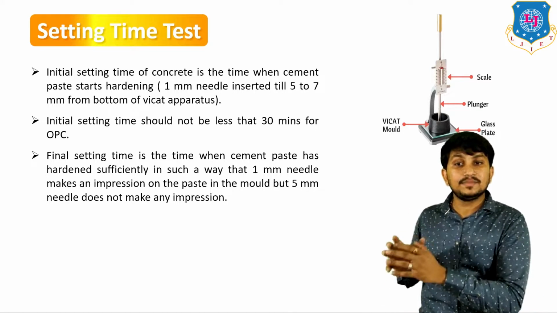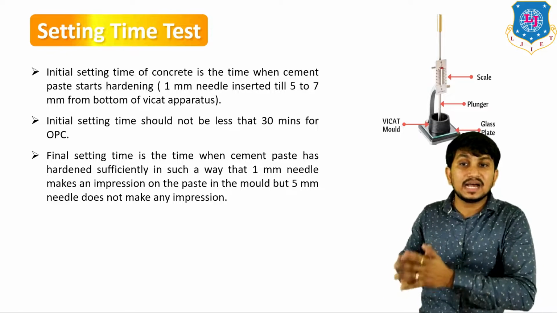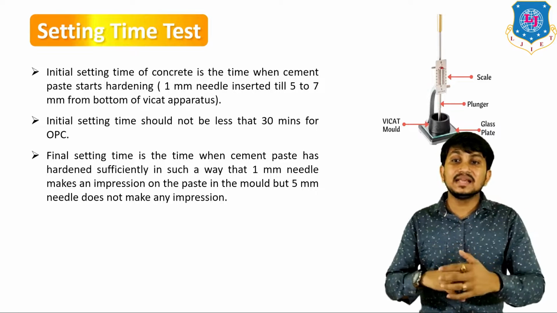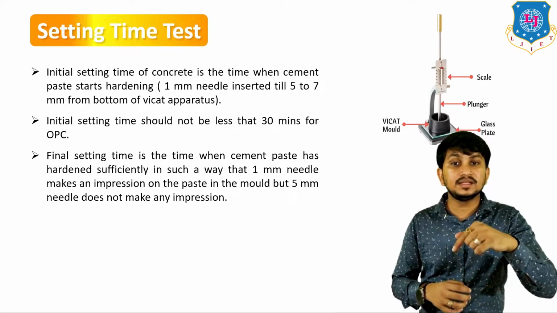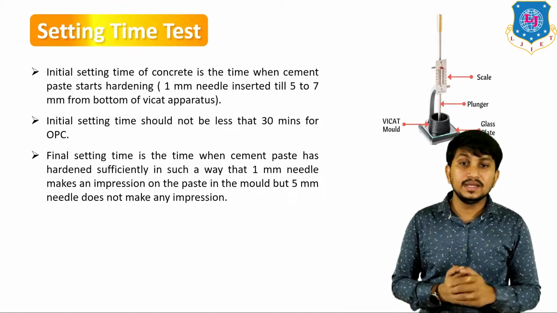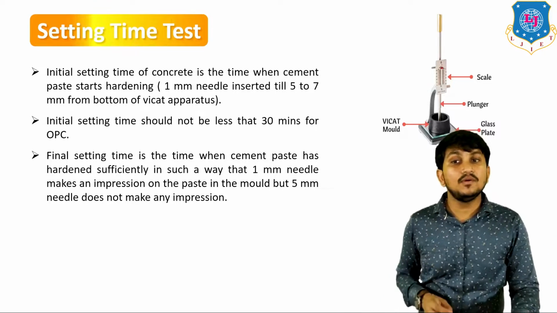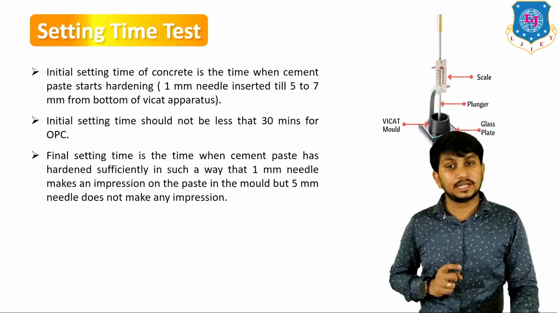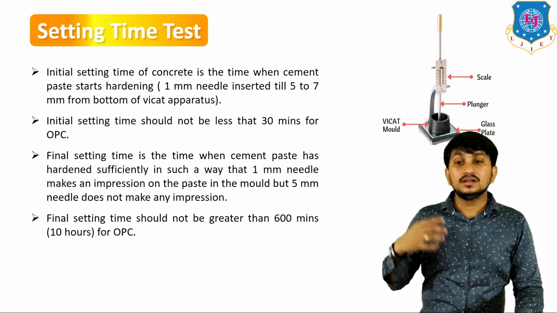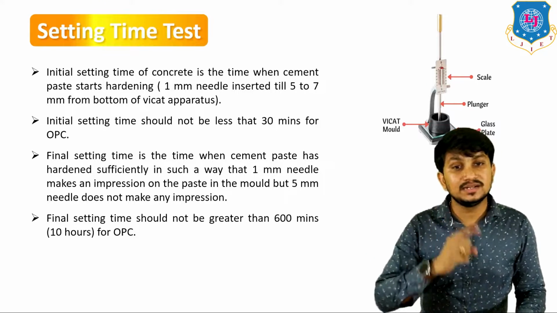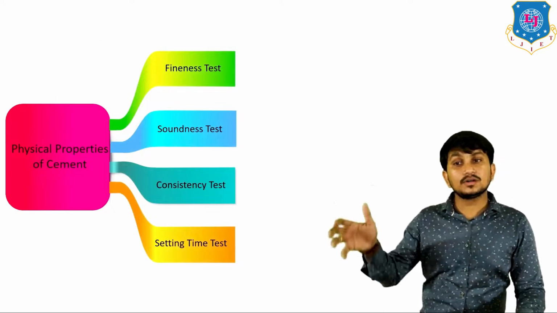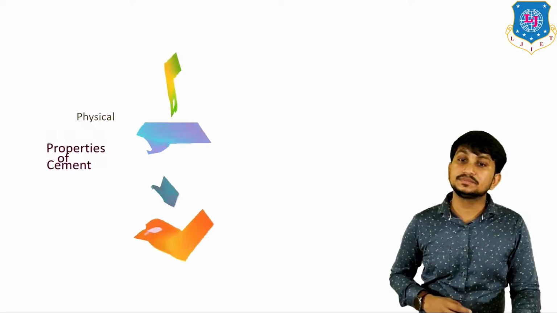Final setting time is the time when the cement paste has hardened sufficiently, such that the 1 millimeter needle makes an impression on the paste in the mold, but the 5 millimeter needle does not make any impression. So you have to calculate that time for the final setting time. Final setting time should not be greater than 600 minutes or 10 hours for ordinary Portland cement. That's all about the setting time test. These are the 4 physical properties of cement.